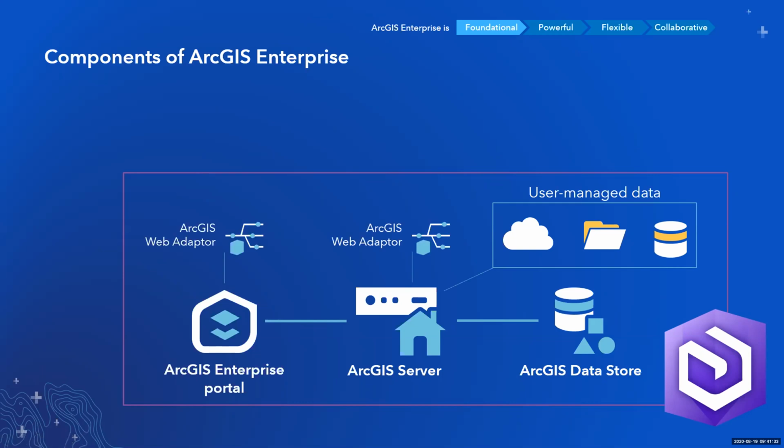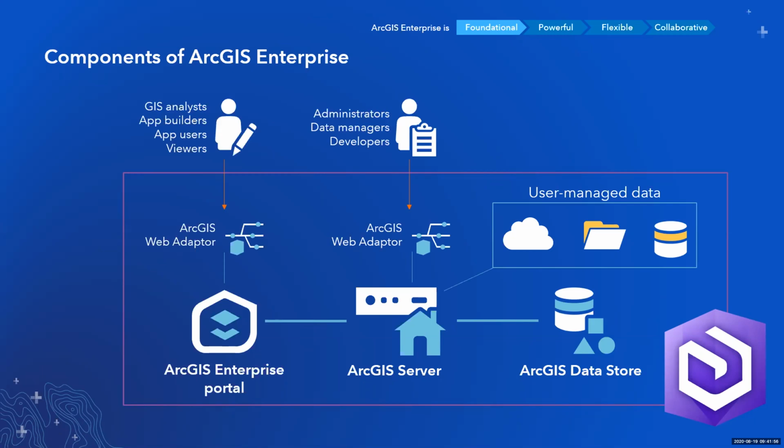At this point, I'd like to mention that when you add in the web adapter, you would add in one in front of your portal and one in front of your server. And the web adapter acts as a reverse proxy that sits on your web server in front of those two components. And it lets your admins control the user access to each of the components depending on their purpose, right? So the portal is where analysts and the app builders and the users and the viewers have their point of entry. And then of course the admins, data manager, maybe a DBA, a developer, can get in and access the server through that web adapter.